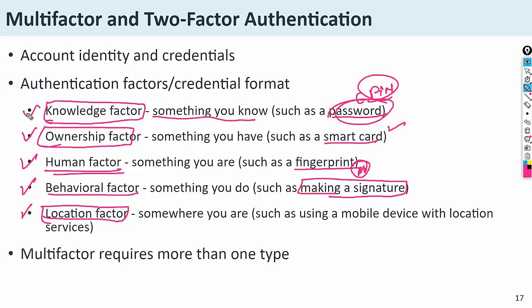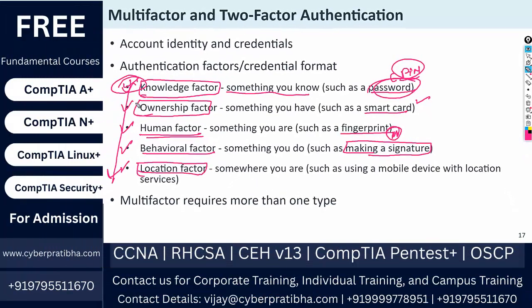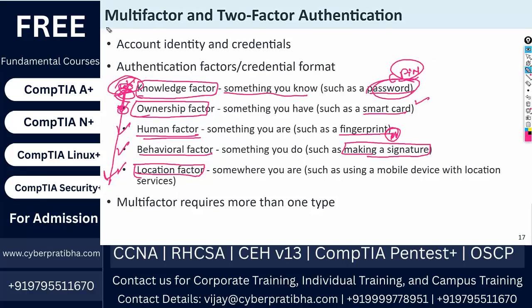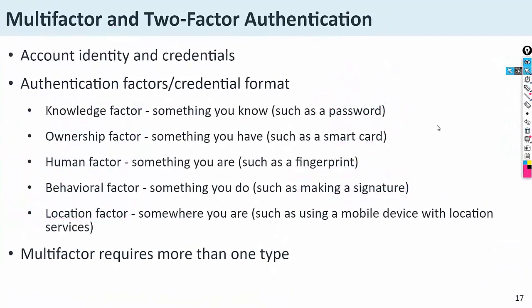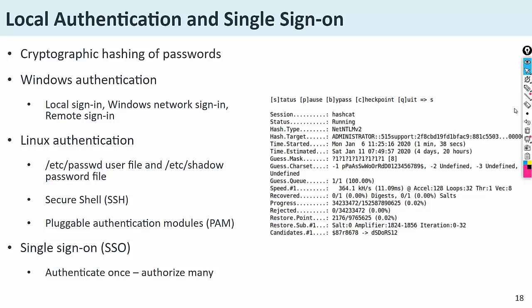So these are the factors which can be used for authentication. When a single factor is used, it is known as single-factor authentication. When two factors are used in combination, it is known as two-factor authentication. When more factors are used, it is known as multi-factor authentication. Got it? It is simple and basic.